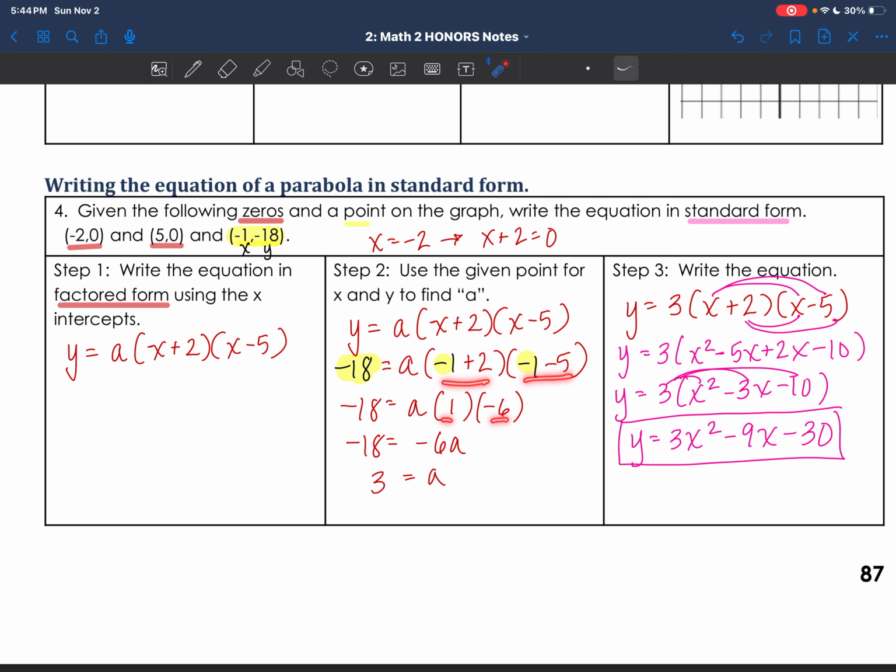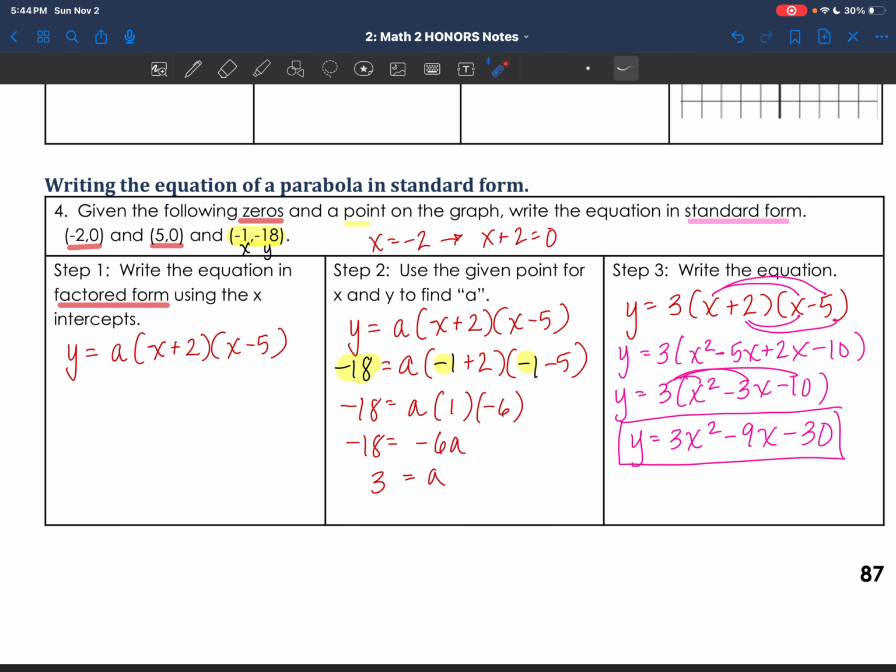go ahead, combine like terms, multiply them, and you get -6a equals -18. Divide both sides by -6. And you're going to get +3 equals a. Now that we know what a is, now we can go ahead and we can put a here, which we said is 3. And we have our parts from before.